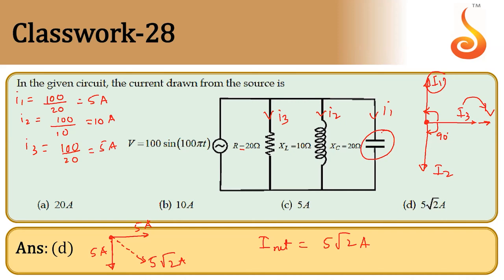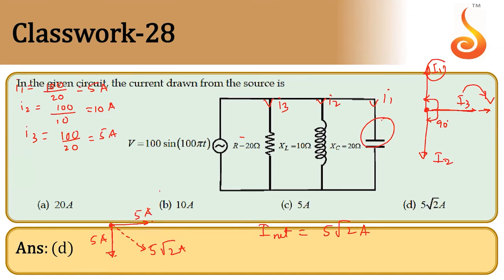Now I2 minus I1. So I2 is one vector, I1 is another vector. I2 and I1 are anti-parallel, so I2 minus I1 is 5 ampere. And here I3 is 5 ampere. What is the angle between these two? 90. So when we have two equal vectors at an angle of 90 degrees, what is the net vector? Root 2 times one of the vectors. That's it.